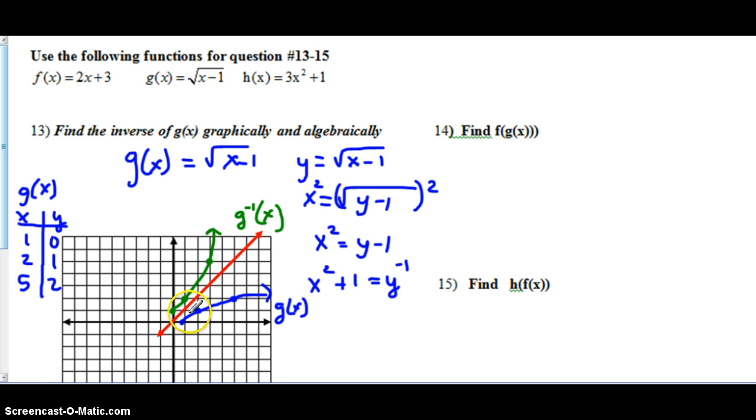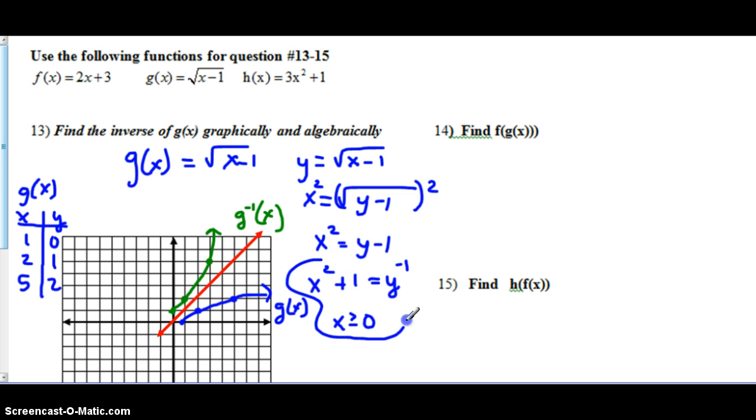But notice how, because it's the square root, the inverse of it would not include that whole parabola. So we would want to write the restricted domain, so x would have to be greater than or equal to 0, because our square root is only showing the positive square root of x minus 1. So my inverse would be this half of that parabola that we found algebraically.